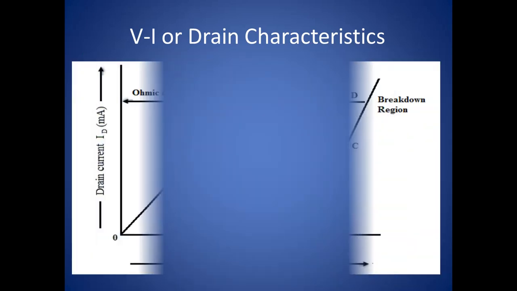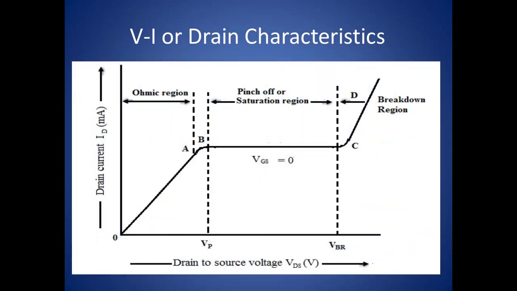To understand the shape of the drain characteristics, let us select the curve VGS equal to 0. The curve is subdivided into different regions, that is ohmic region, pinch off or saturation region, and breakdown region.